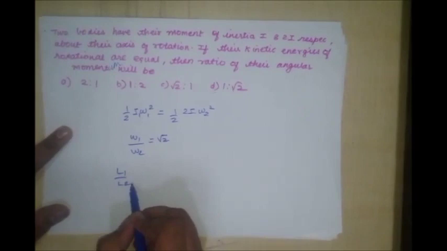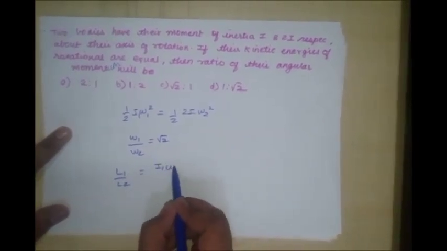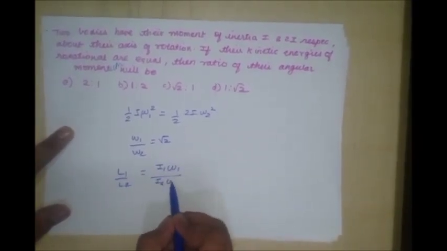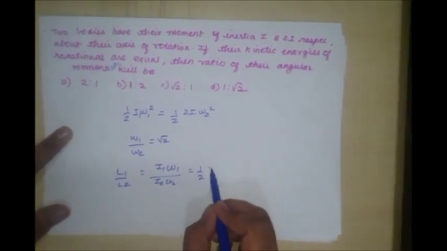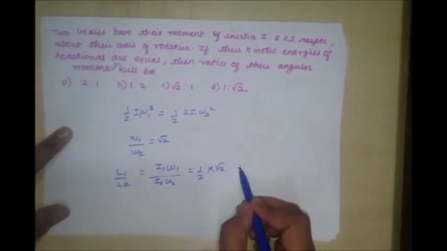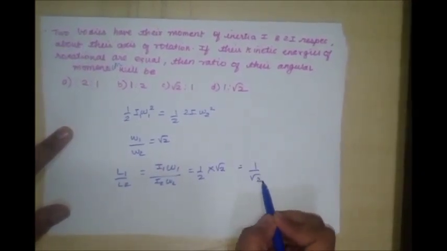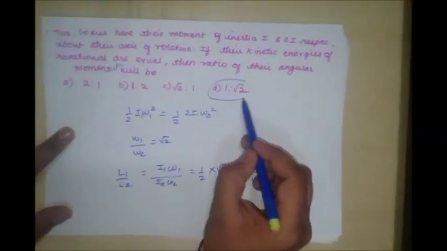So L1 upon L2 is equal to I1 omega 1 upon I2 omega 2, which is equal to 1 by 2 into square root of 2, which is equal to 1 upon root 2. So option D, 1:root 2, is the correct answer.